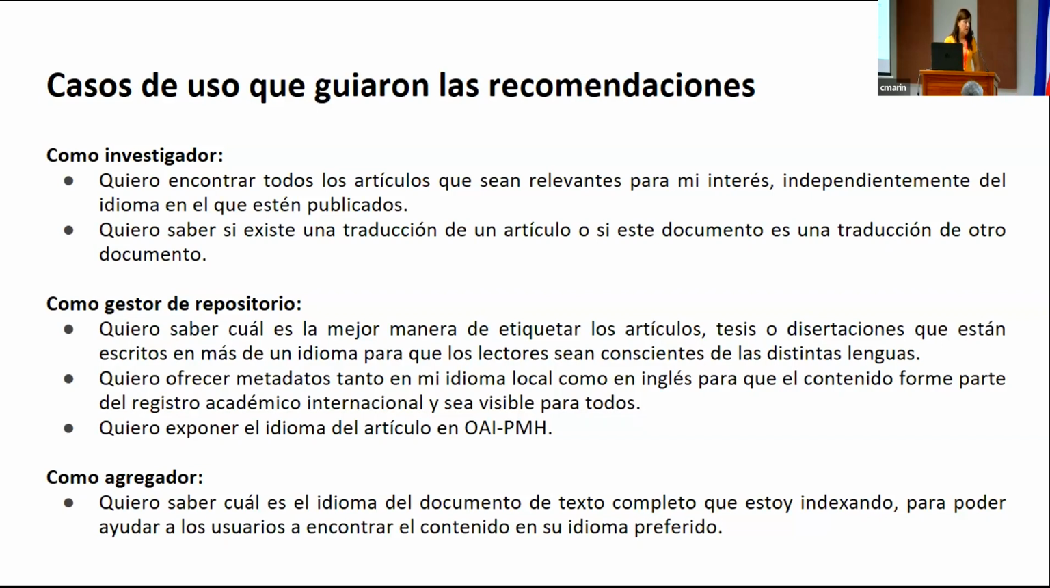Por ejemplo, una de ellas a la que direccionan estas recomendaciones es cómo etiquetar los artículos, las tesis y los distintos materiales que tenemos adentro de un repositorio para que, por un lado, los lectores humanos puedan ver esto, pero también para ofrecer metadatos que nos permitan a los sistemas relevar ese idioma y exponerlo también, por ejemplo, cuando nos hacen una cosecha a través del protocolo OAI-PMH. Los agregadores también quieren conocer cuál es el idioma de los registros de los documentos que están indexados.